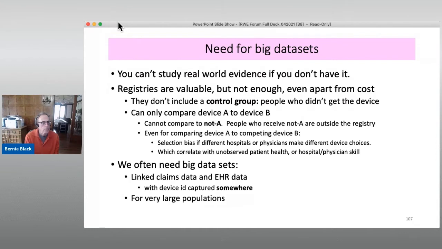We need to go beyond registries. We need big data sets. We need to link claims data and EHR data. For devices, you want to capture the device ID somewhere, and you want to do this for really big populations, and Medicare is a start. Next slide.